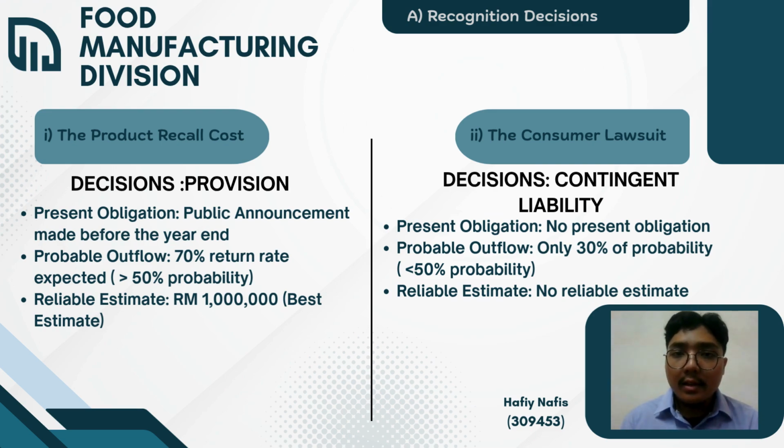and we have a best estimate of 1 million ringgit. Next, for the consumer lawsuit, we will disclose it as a contingent liability because there is no present obligation. The legal counsel told us that we will only lose with 30% probability, and consequently, no provision is recognized on the balance sheet, and this situation will only be disclosed within our financial statement notes. That's all for part A.